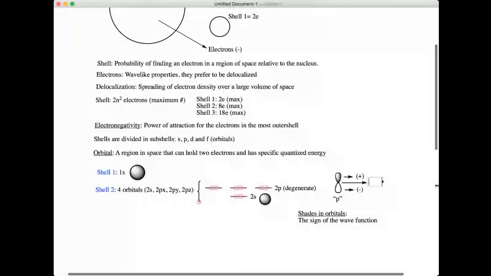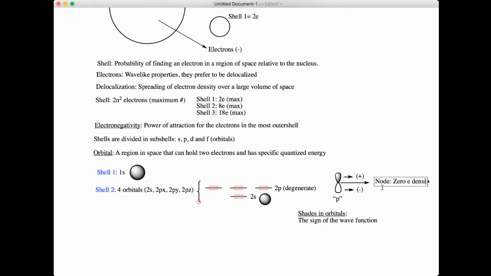Anybody knows? What would be the electron density right here at the point where both lobes are together? So the electron density there is going to be 0. So we call this a node, and it's an area of 0 electron density. And now it should make a lot more sense to you, because whenever you have an area of 0 electron density, there is a change in the sign of the wave function. That's why you have two opposite signs of the wave function here.